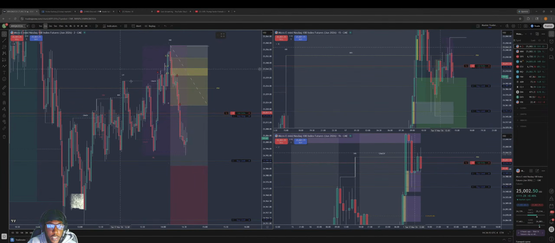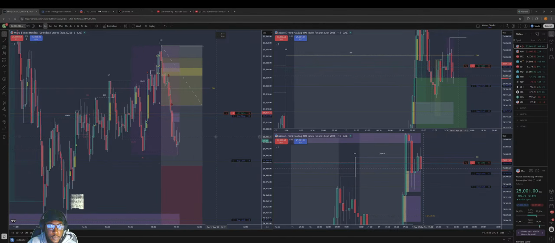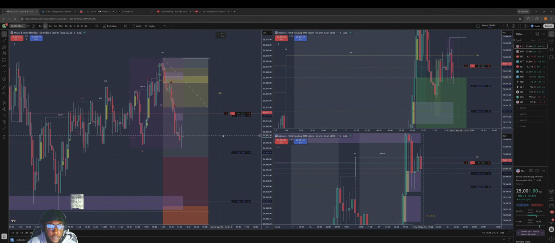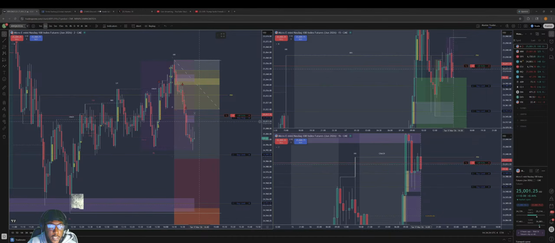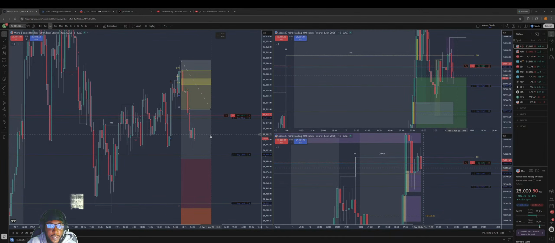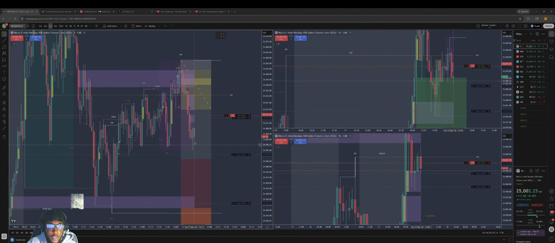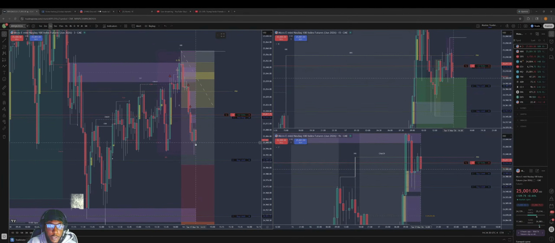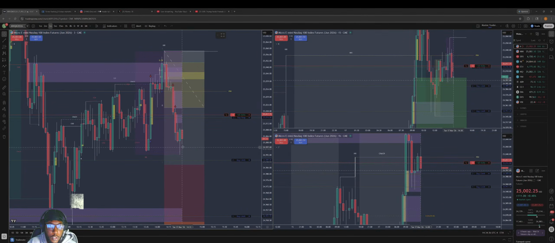Let's see what the 2 minute looks like. Yeah, this is kind of ugly. The 3 minute looks way better. So this 3 minute candle is bearish. I want to see it continue to stay bearish. I want to see it just go deeper into these lows right here.